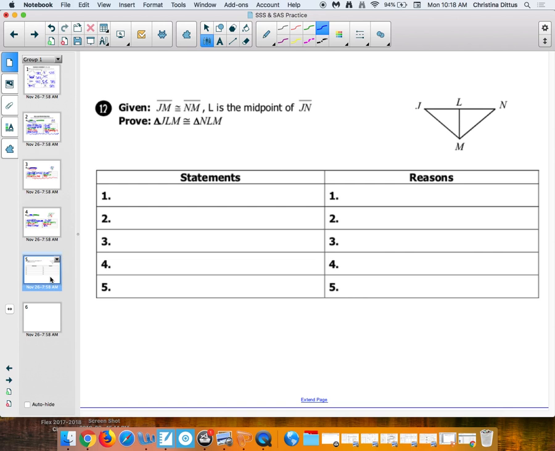First line is my given stuff. JM is congruent to NM. L is midpoint of JM. And my first reason always is given. My picture is bare. What can I mark it with? Sides? What sides?